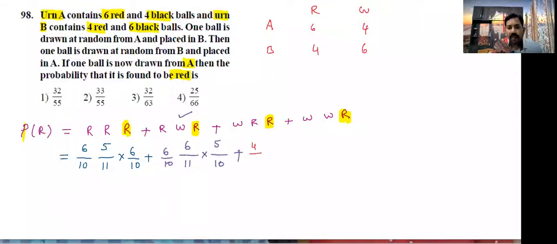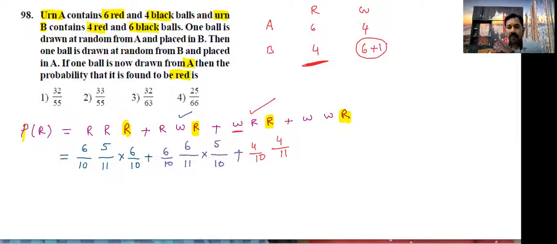4 by 10. Here I selected a white color ball and placed it in bag B. So in bag B, the balls are increased, total 11. We want to select a red color ball. How many red color balls are there? Only 4, so 4 by 11. A red color ball is placed in the first bag and comes back.